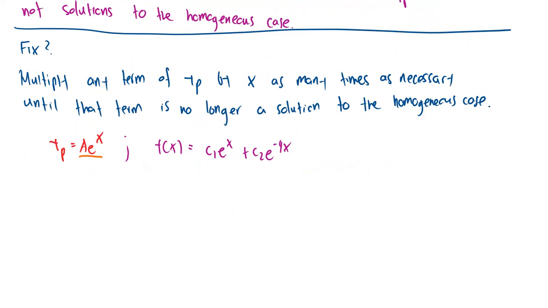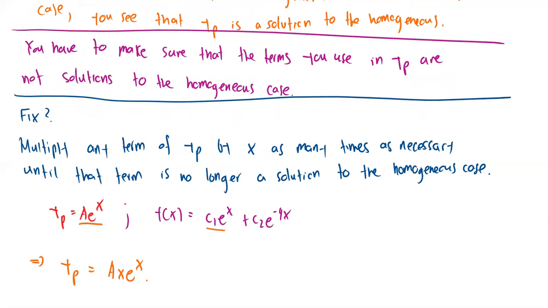Because once we multiply it once by x, it's no longer of this form. So that implies we change y sub p to y sub p equals A x e to the x. And that's the fix. If you use this as your guess, it's going to work out. And it's no longer going to be 0 because it's no longer a solution to the homogeneous case. And it's as simple as that. Anytime you see a term in your particular solution that's already included in the general solution for the homogeneous case, just multiply it by x as many times as needed so that it's no longer a solution to the homogeneous case.